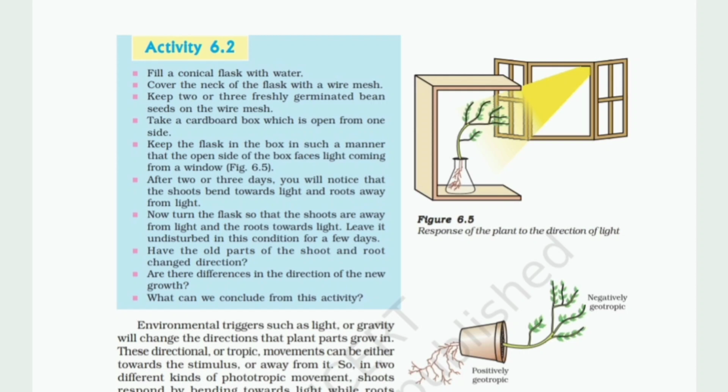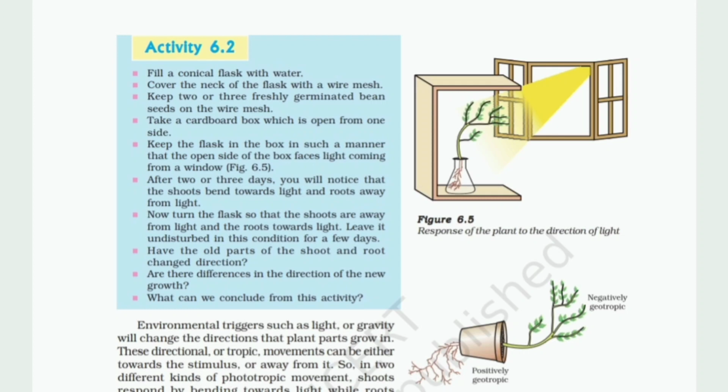Take a cardboard box which is open from one side. Keep the flask and the box in such a manner that the open side of the box faces light coming from a window. Figure 6.5. After 2 or 3 days, you will notice that the shoots bend towards light and roots away from light. Now turn the flask so that the shoots are away from light and the roots towards light.